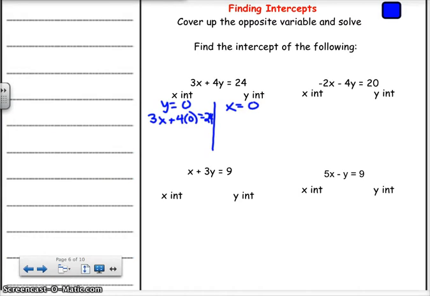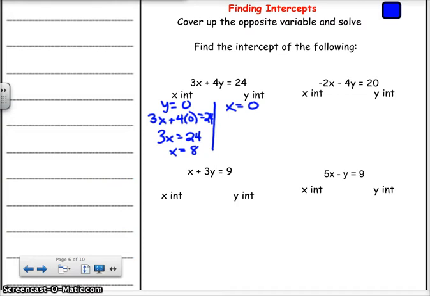What happens here? What's 4 times 0? 0. Do I need to write 0? So it's just 3x equals 24. What's x equal? X is equal to 8. Okay? That tells me that I cross the x-axis when x is 8.